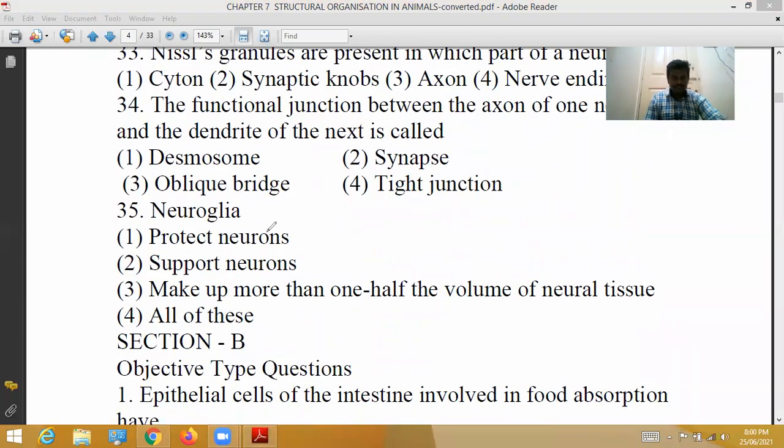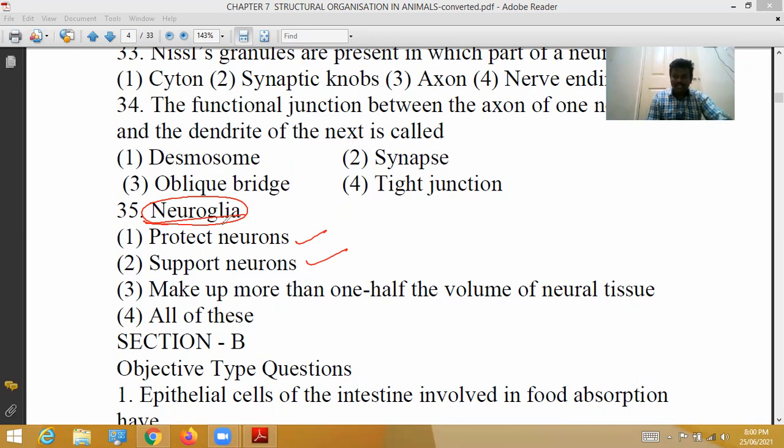Next, question 35. Neuroglia. What do they do? They protect neurons, support neurons, and make up more than one half of the volume of neural tissue. Neuroglial cells are specialized cells found in the brain and spinal cord, which support neurons. Those are called neuroglial cells. About more than 50% of all brain cells are neuroglial cells.